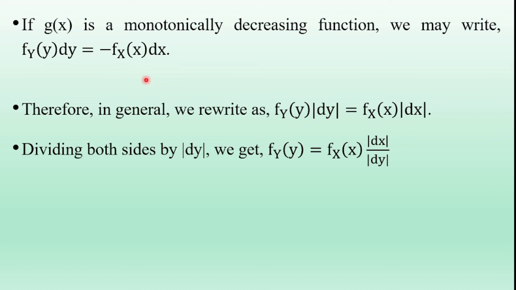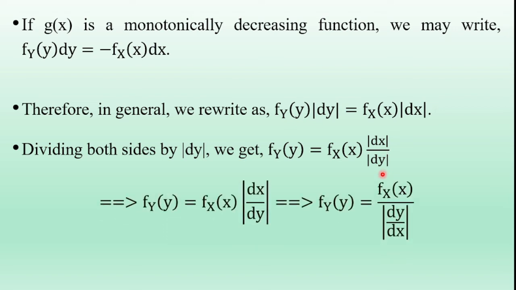Y is defined as a function of the random variable X. So dividing this equation by dy on both sides, we get fY(y) is equal to fX(x) into the determinant of dx divided by dy. Therefore fY(y) is equal to fX(x) divided by the determinant of dy by dx. This is the formula for one-to-one transformation of a random variable. This is the concept of monotonic transformation or one-to-one transformation. Next we are going to discuss non-monotonic transformation.